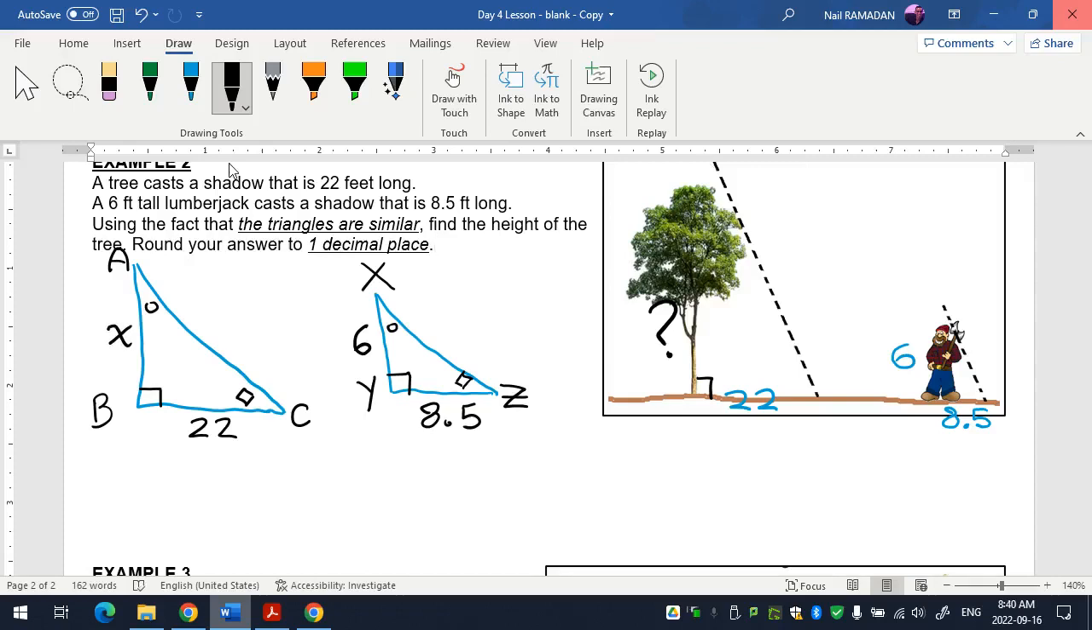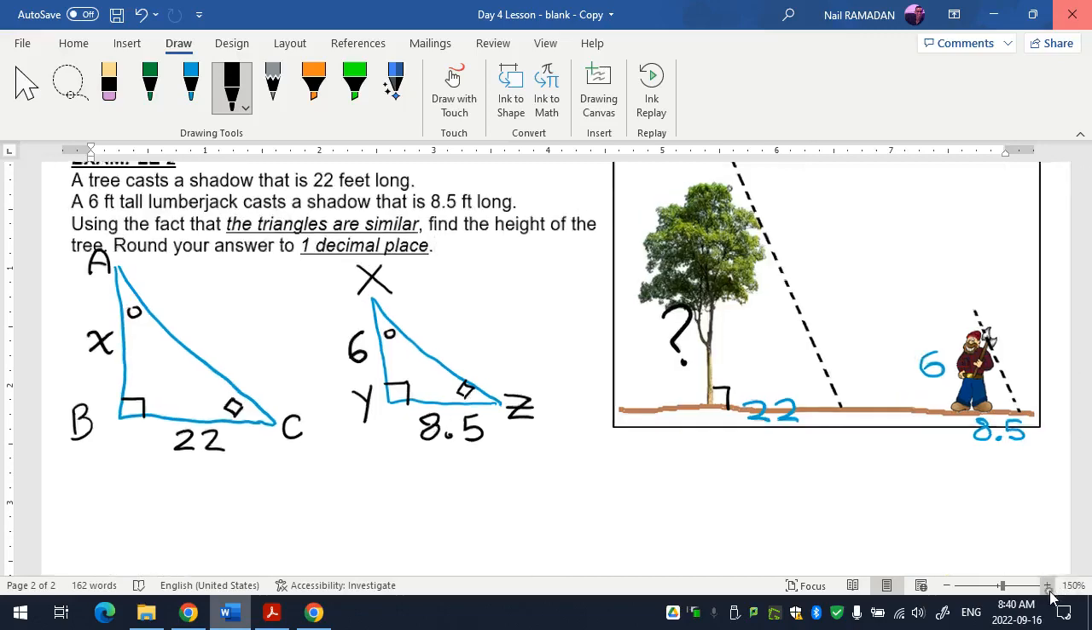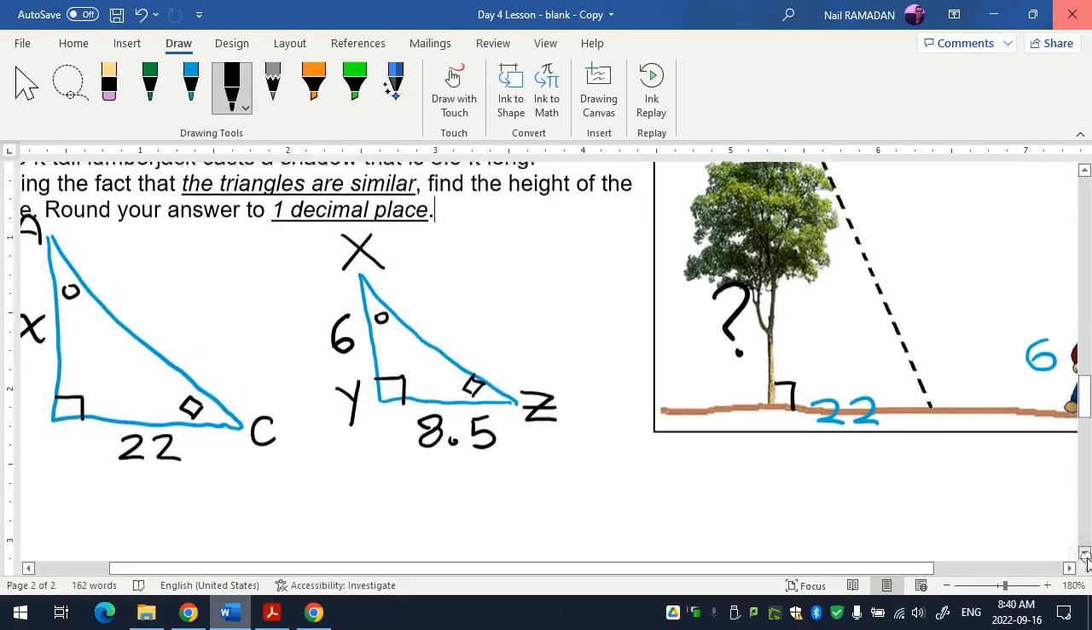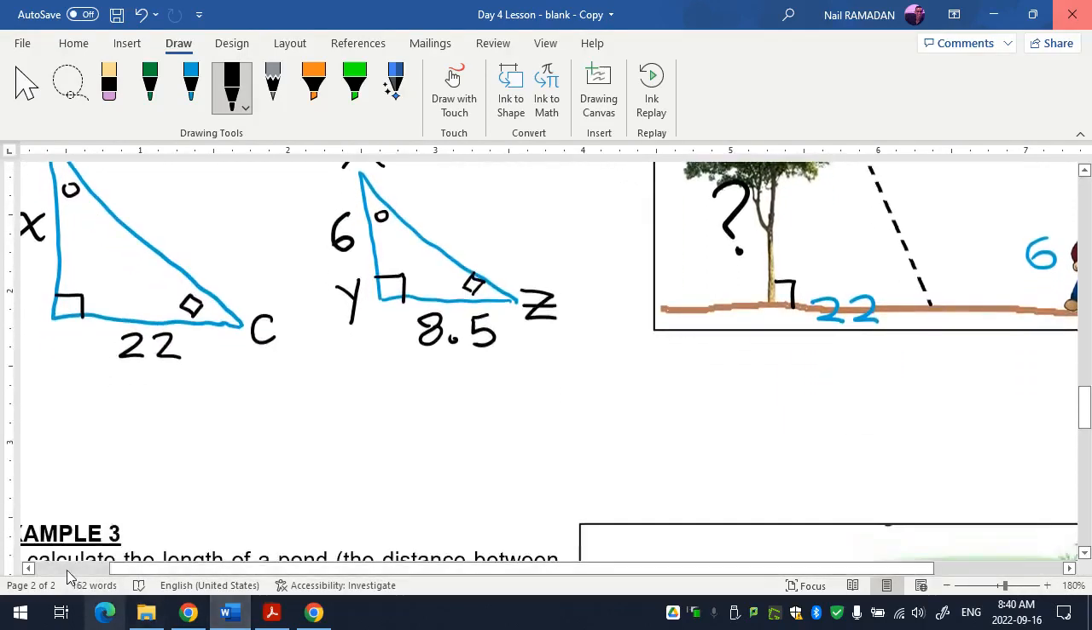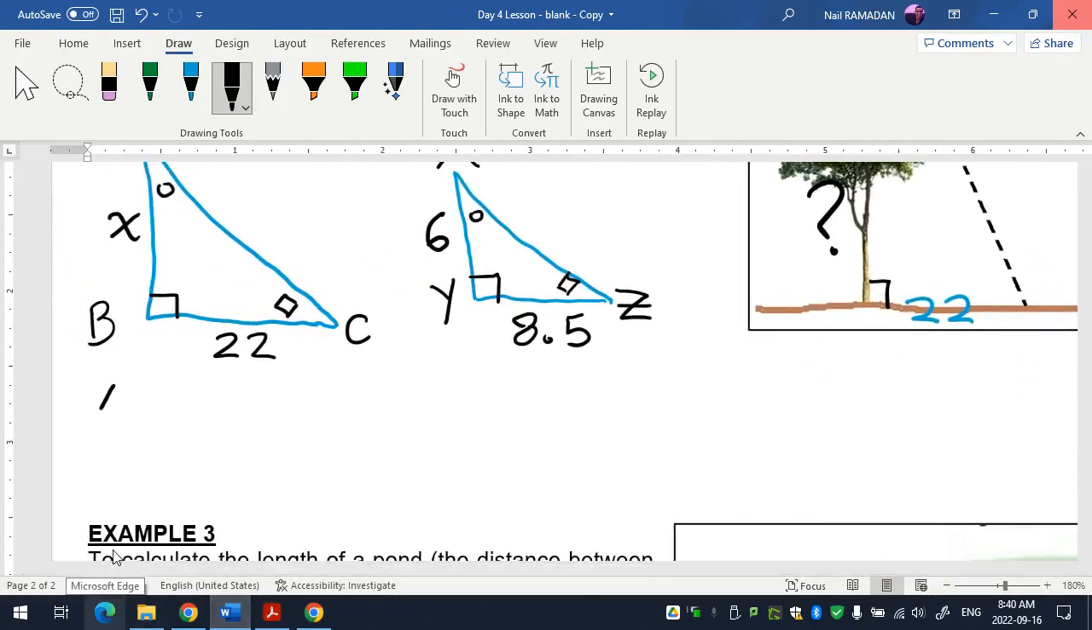Okay, now we're ready to do what? The similarity statement. I'm just going to zoom in so everyone can see. I'm going to go down, and we have this space to write. Triangle ABC is similar to, obviously, XYZ. Don't forget the triangle symbol.